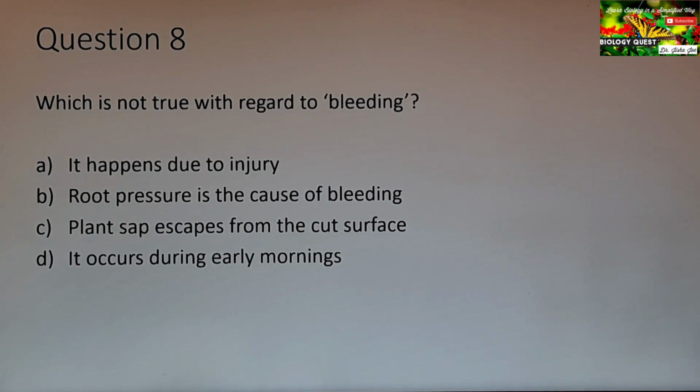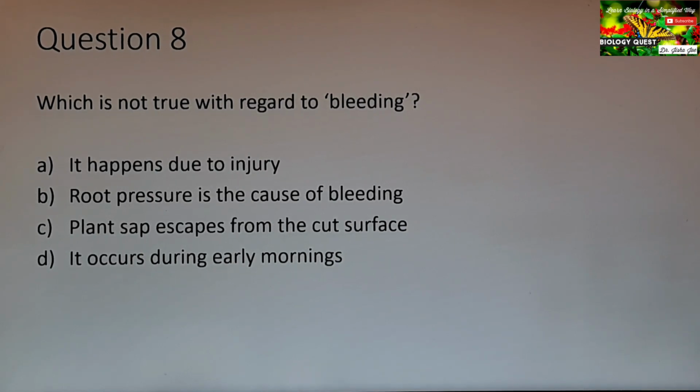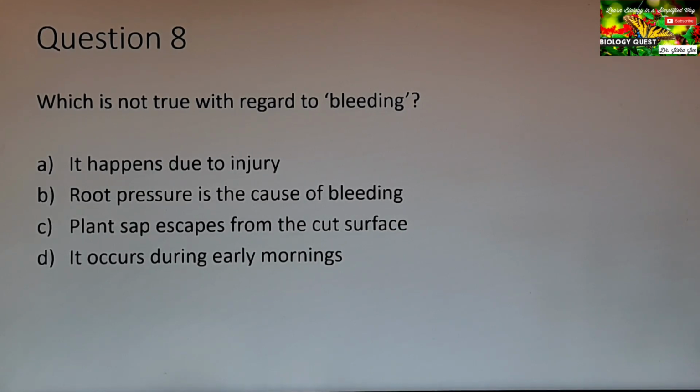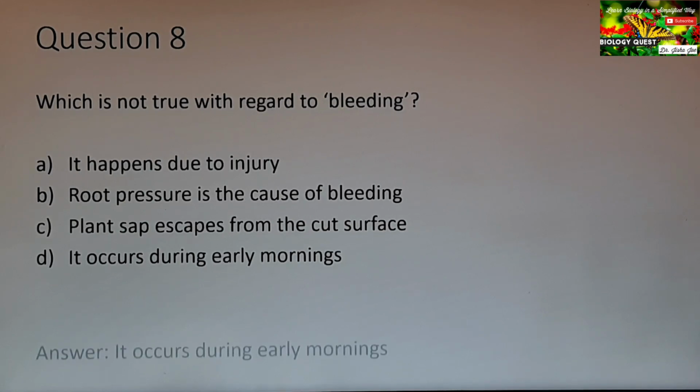It occurs during early mornings. That is a false statement. Bleeding can occur anytime. There is no special time. Whenever injury takes place, bleeding can occur. So, bleeding occurs due to injury. So, option D, it occurs during early mornings, is the correct option. The question is which is not true with regard to bleeding. So option D, it occurs during early mornings.